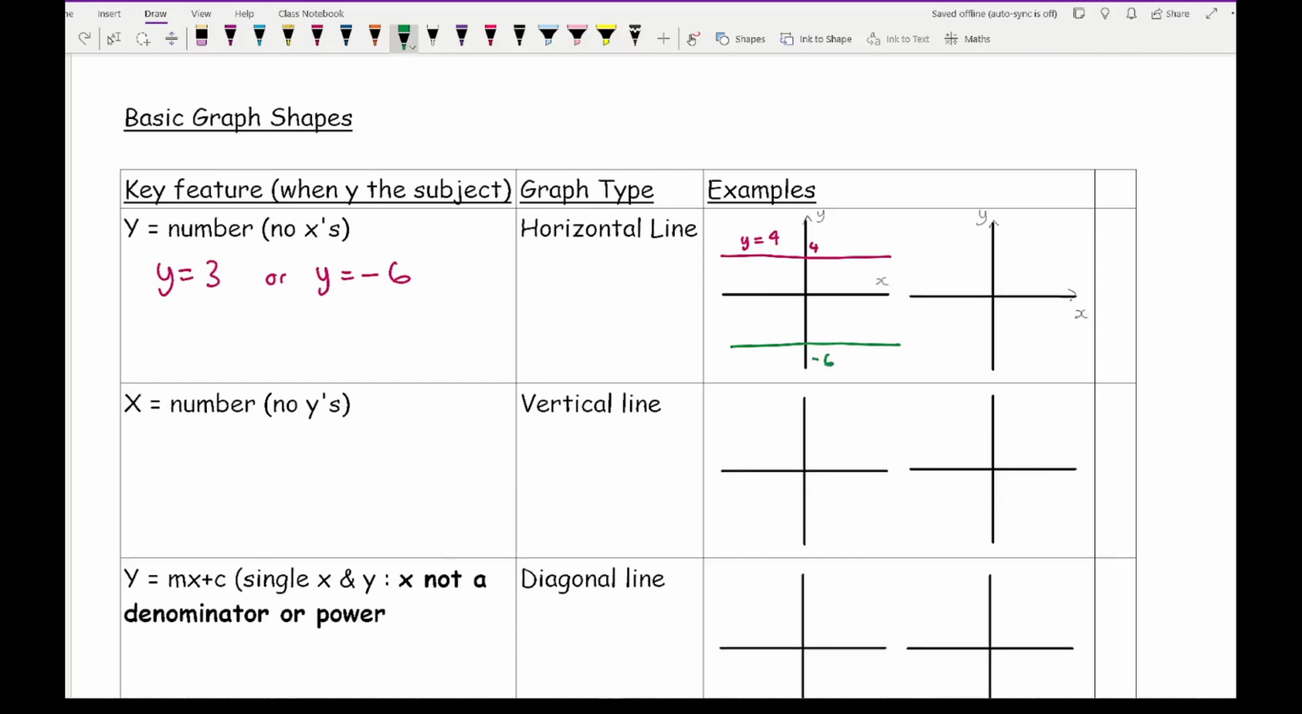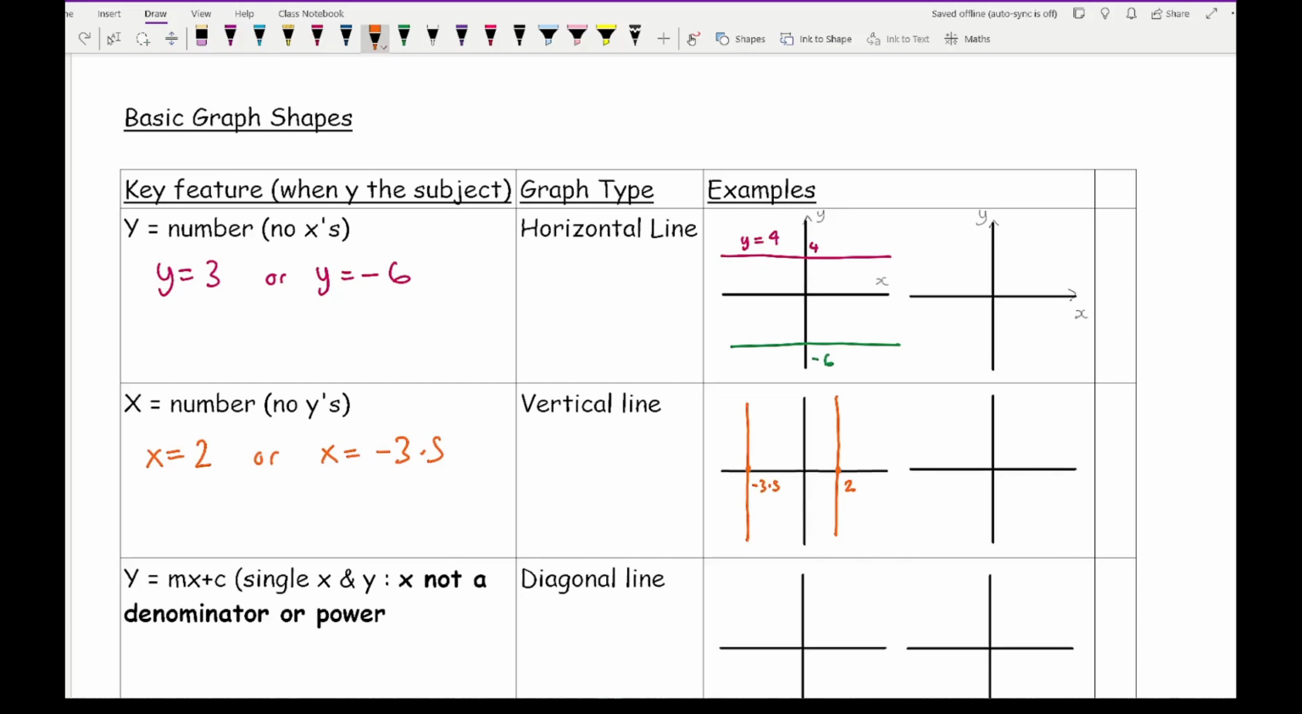Now, with x equals a number, so there's no y's, that's going to be a vertical line. An example of that would be x equals, let's say 2, or x equals minus 3.5. So x equals 2 would not be a horizontal line, it's going to be a vertical line going through 2. And minus 3.5 would be a vertical line going through minus 3.5.